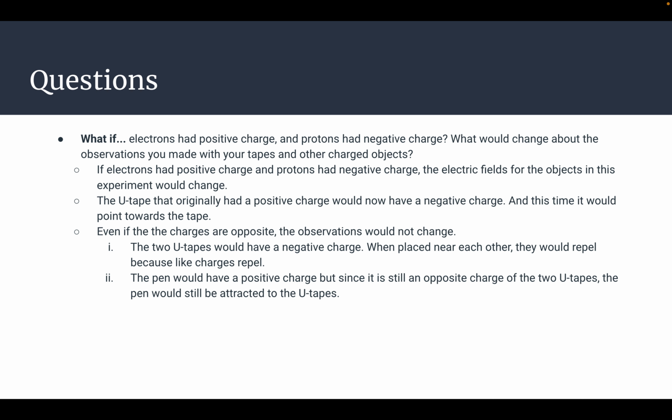If the electrons had a positive charge and the protons had a negative charge, the electric fields would change. But even though the charges would be opposite, the observations would not change. This time the U-tapes would have negative charges, so they would still repel because they are like charges. And then the pen would have a positive charge, but since it is still opposite of the two tapes, the pen and U-tapes would attract.